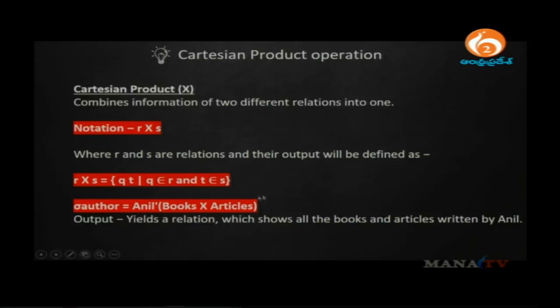You can just see here, it combines the information of two different relations into a single one, where R and S are the relations and the output is defined in this particular format. A simple thing: Anil is an author, books cross articles, so this person returns books and also articles. If I apply the Cartesian product operation, it gives a relation which shows all the books and articles written by the person called Anil. Sometimes it is the same Anil, sometimes X, sometimes Y, depending on your request and your input. This Cartesian join combines both tables and gives you the output in a single form.